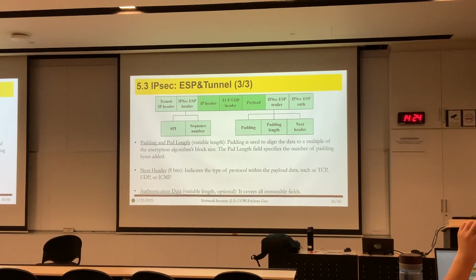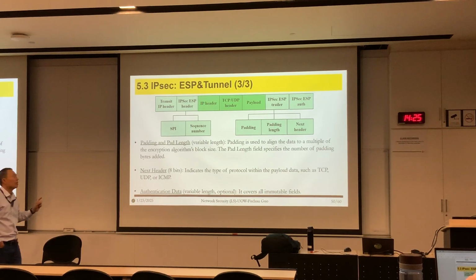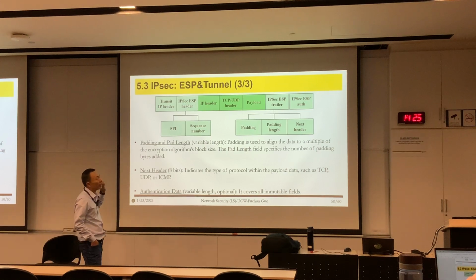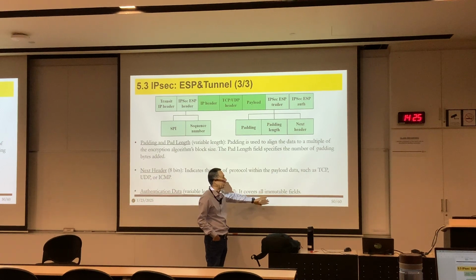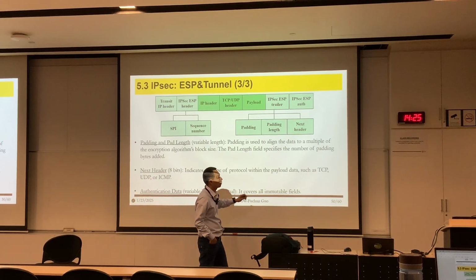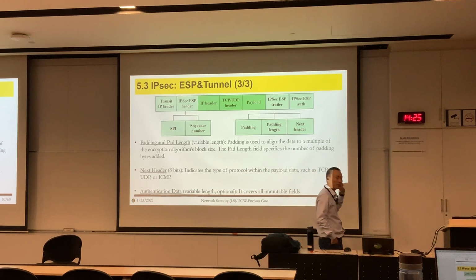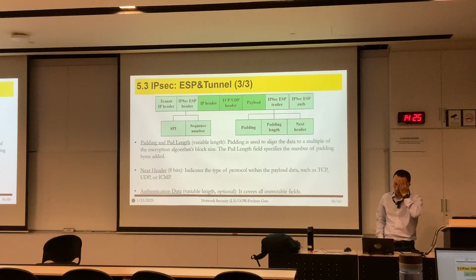For example, previously I introduced that in the IP header there's an information called time to live, and that number will be decreased one by one after each hop. That number will be changed. Because that number has been changed, we cannot protect its integrity. That's why it's called immutable. It means that only those data that will not be changed during the transmission should be protected. Like the time to live, that definitely cannot be protected.